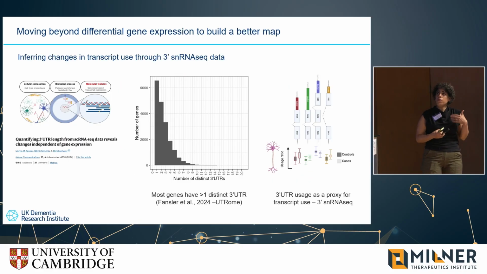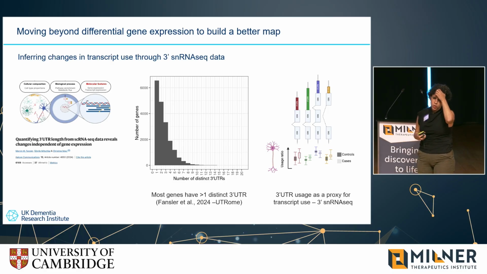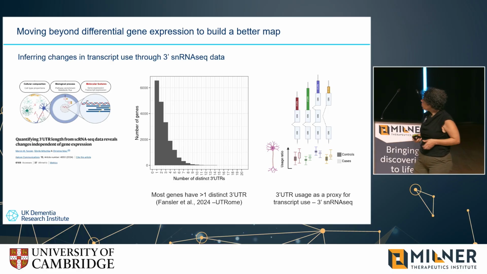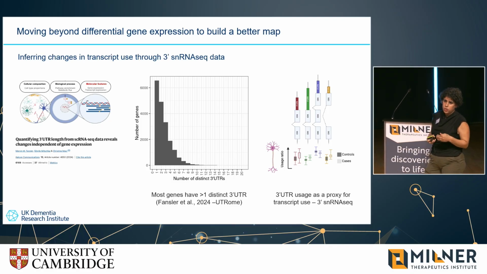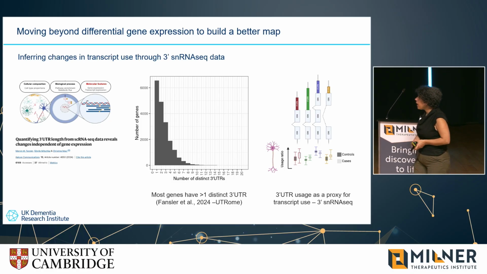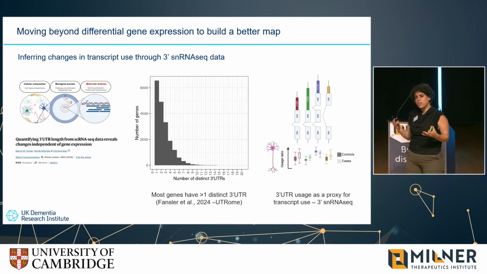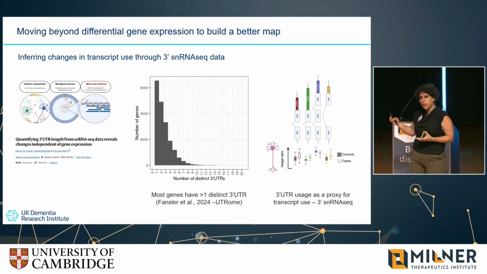So, we wanted to move beyond just differential gene expression here, because you might argue that it is rather crude. What we wanted to understand was whether we could build a better map, one that took account of transcript structures, and would that enable us to understand the stages of disease more accurately and more carefully than just a gene-level map.